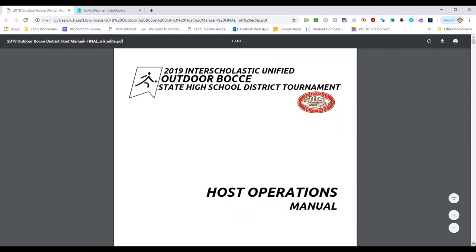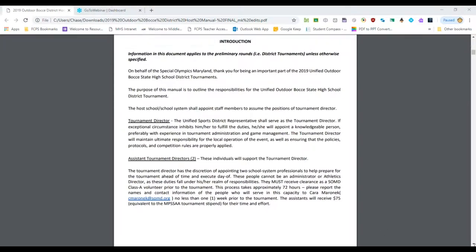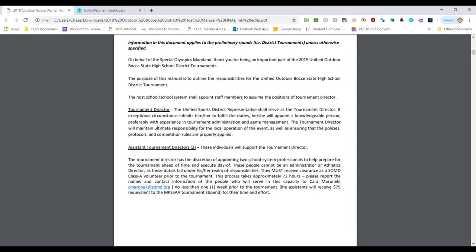All right, you have your table of contents page there. Some introductory information here. A couple key positions for our tournament is that you have your tournament director, who basically is going to be running the show. And then you also have your assistant tournament directors. You can have two of these. I believe there's $75 stipends attached to those positions for those who help in running the tournament.